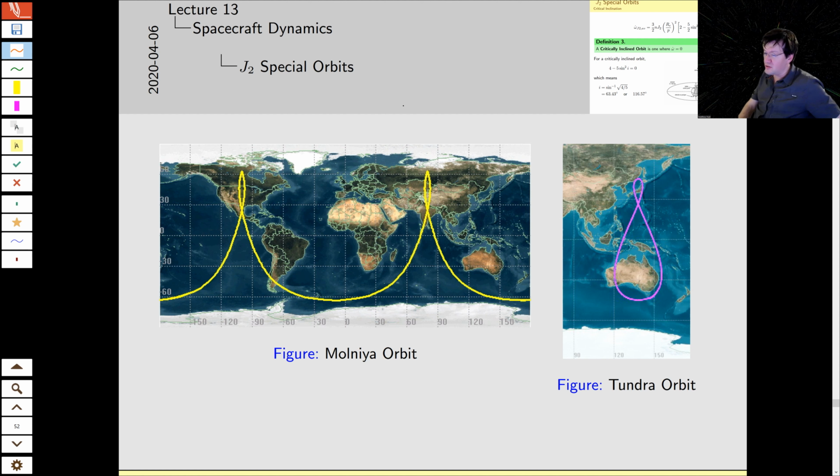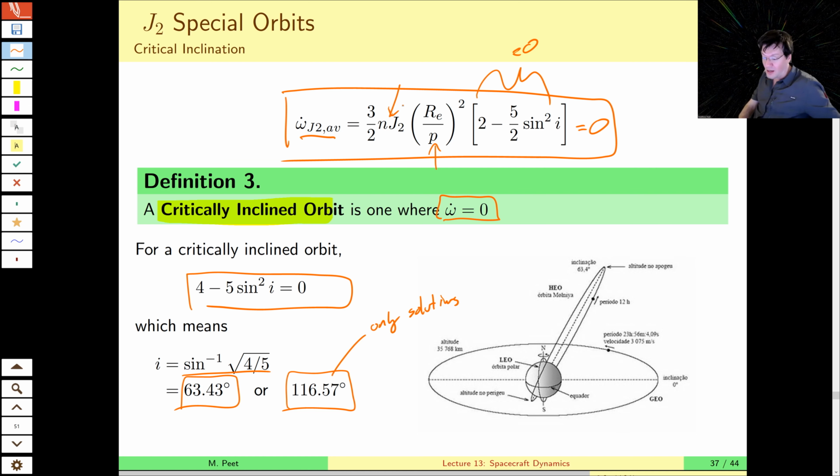The 2 most famous, well, actually, I guess the 2 most famous critically inclined orbits are, of course, the Molniya orbit and the Tundra orbit. So what are these orbits? Well, I have an example of them in a bit, and I'll talk about them a little bit more at that point. But what are they?